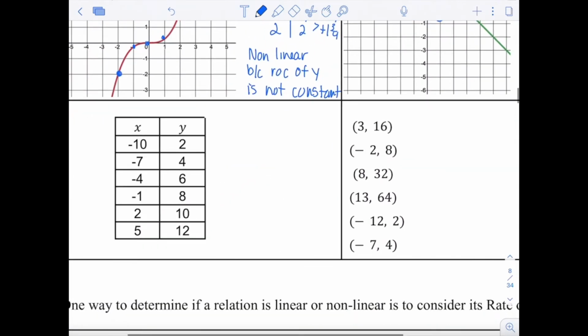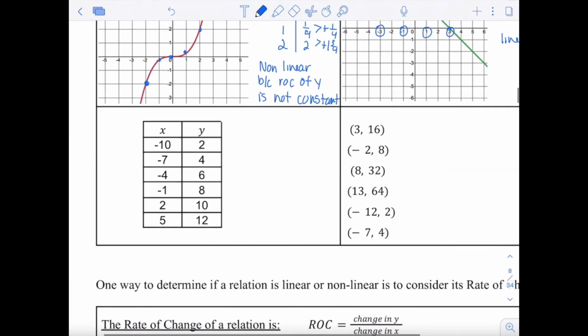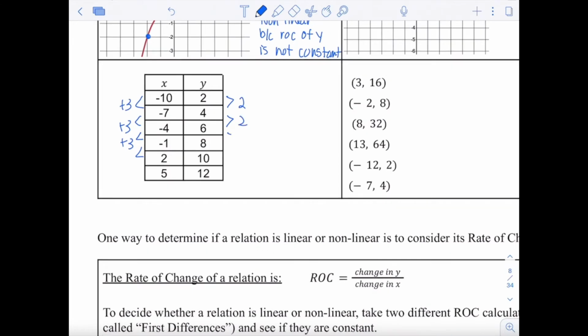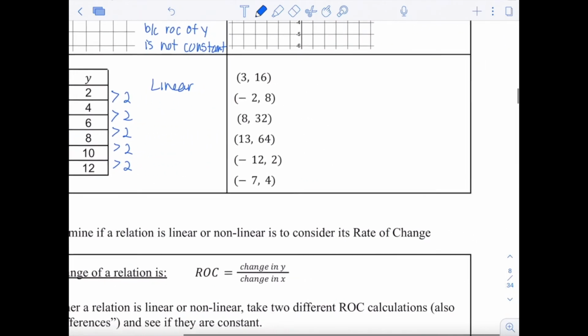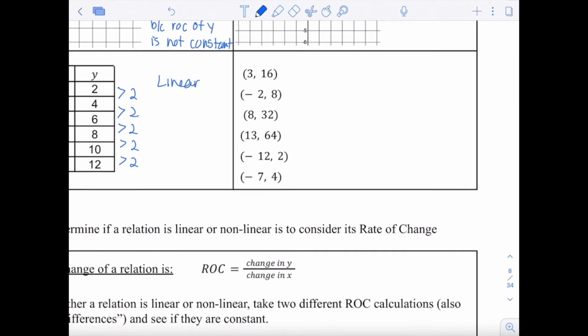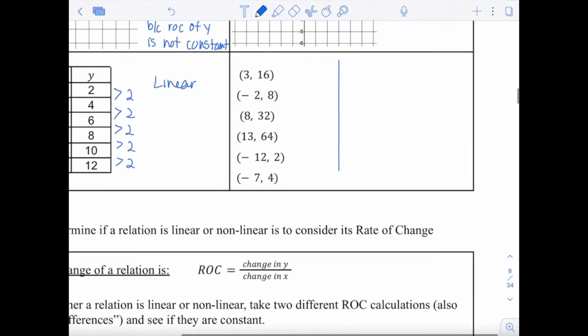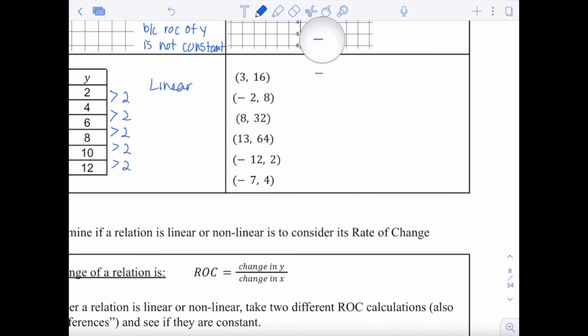If I don't have a graph, if I have a table, again, as long as my pattern in X is constant, I can look at my pattern in Y. And let's be careful here because we have to check all of the patterns because we might be getting tricked in a table. So yes, in fact, these are all +3 on the X values and +2 on the Y values. So this is a linear relation. Now what happens when they're all scattered around like this? Well, our job is to try to see if there's a pattern by putting these in order.